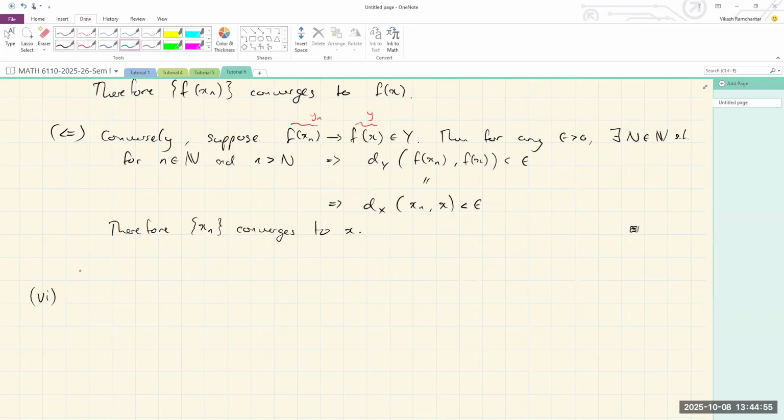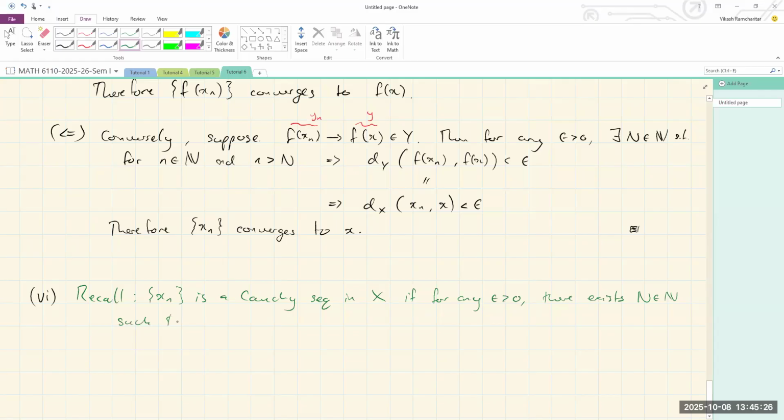Right, so we just need to recall what a Cauchy sequence is. Recall a sequence x_n is a Cauchy sequence in X if for any epsilon bigger than 0, there exists some natural number capital N such that for n and m, which are also natural numbers, bigger than N, we have that the distance in X between these two points is less than epsilon. Okay, so that's the definition of a Cauchy sequence.